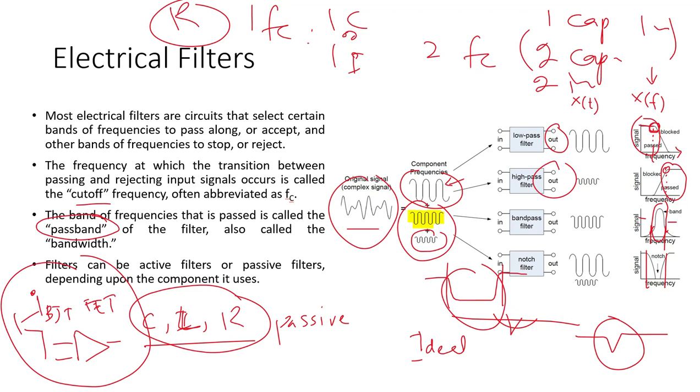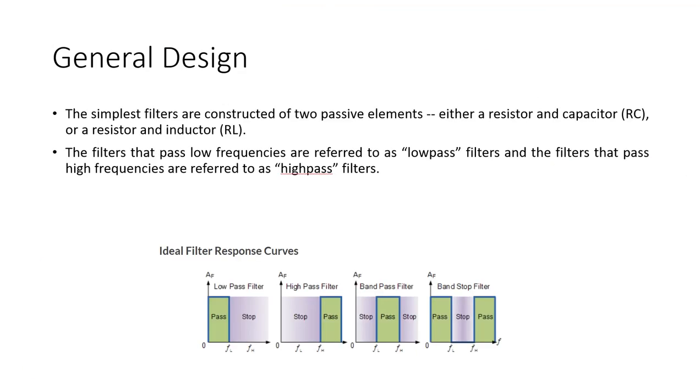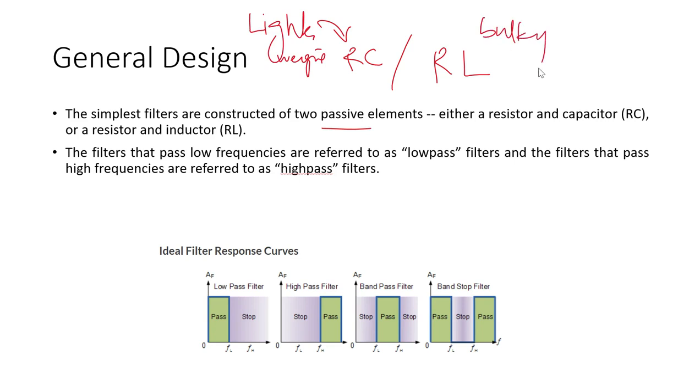Now let's check the general design of such a filter. We have already discussed it, but let's summarize it. The simplest filters are constructed by two passive elements, say RC or RL. The capacitors used in RC are lighter in terms of weight. Inductors are a bit bulky.